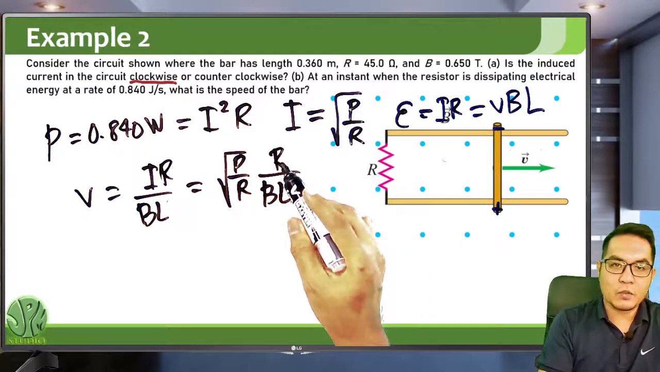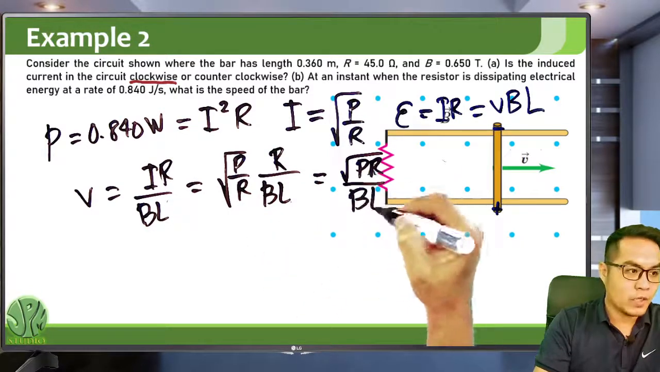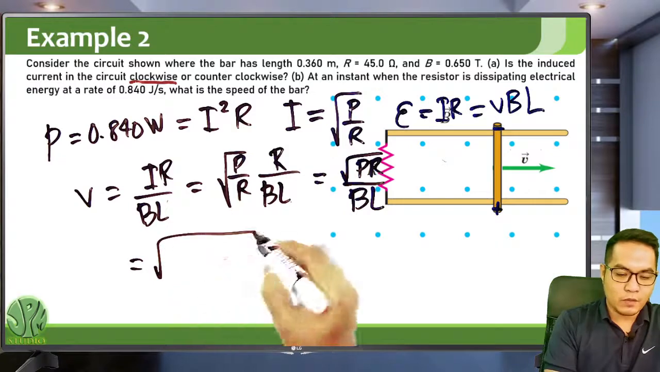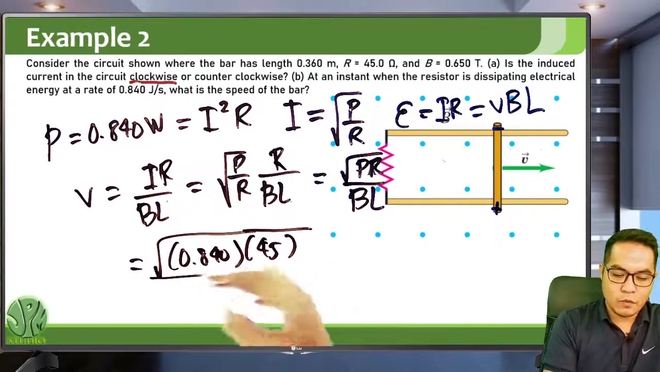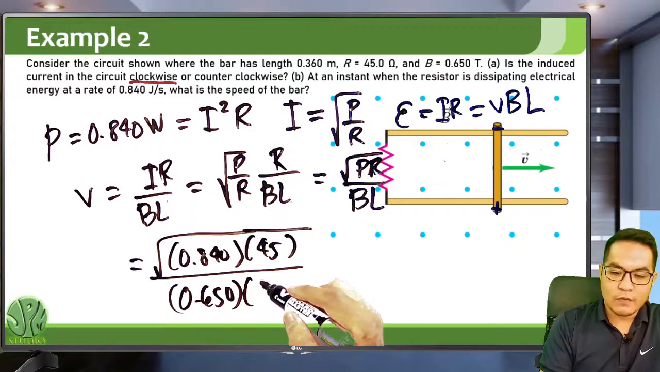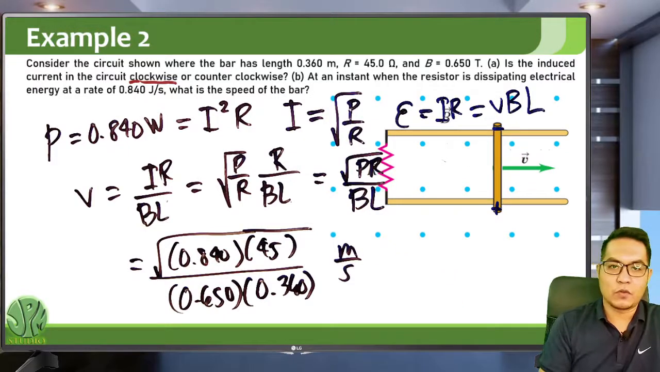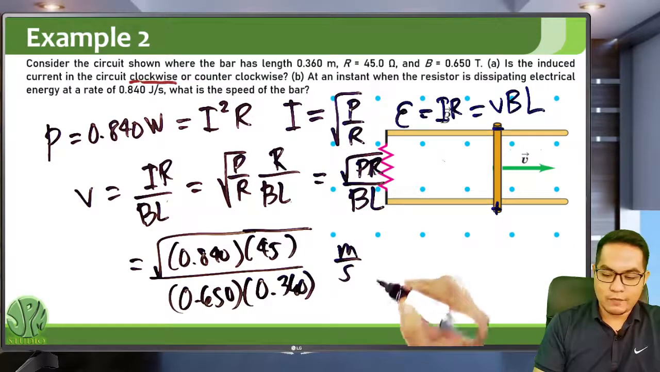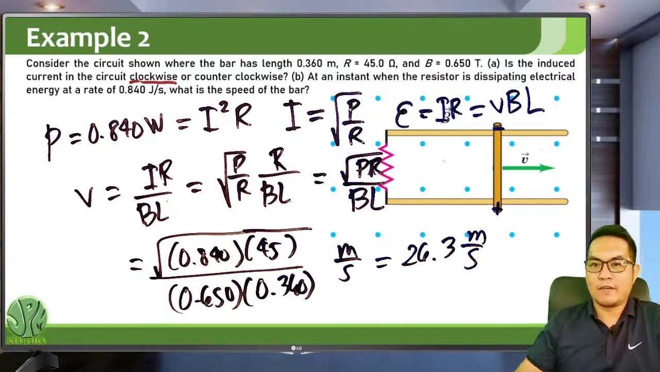Since I is the square root of P over R, you have R in the numerator and the square root of R in the denominator, so you will have the square root of P times R, over BL. So this is our velocity now. We just need to substitute the values. It's the square root of the power 0.840 times the resistance 45 ohms, over the magnetic field 0.650 times the length 0.360. The final unit should be meters per second if you converted all your units to standard SI units. And you will get a value of 26.3 meters per second. So that is now the velocity.